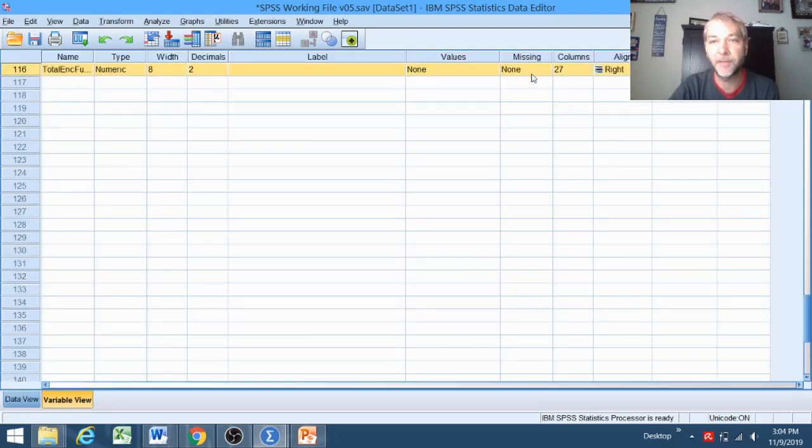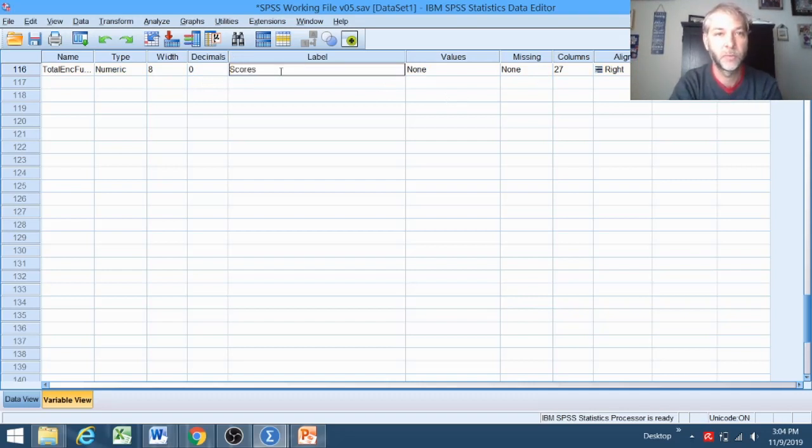Let's go ahead. I'm going to fix this a little bit. I'm going to make this 0 decimals, and let's call this total scores on the, what was that, a parenting encouragement inventory, I think, PEI, after treatment. Right, we're going to leave the values alone.